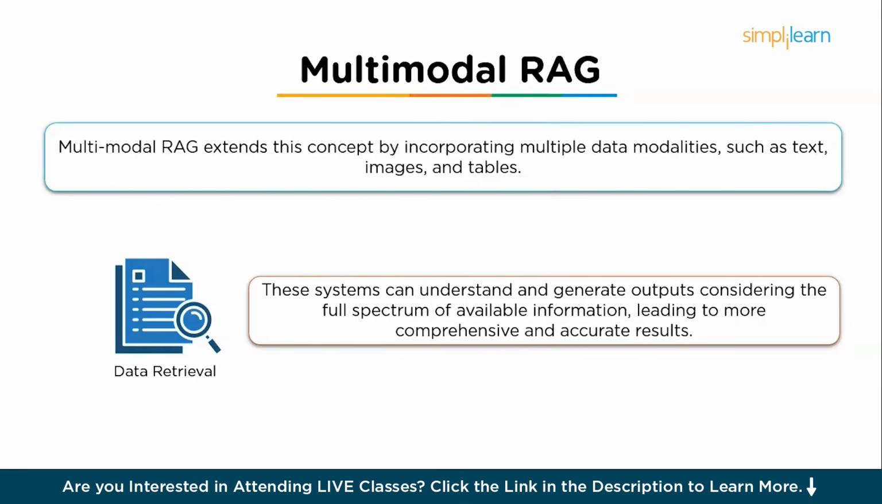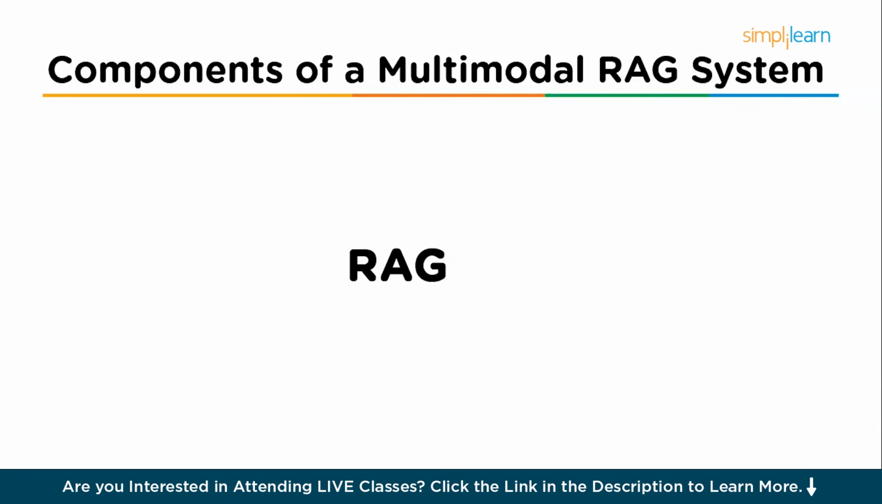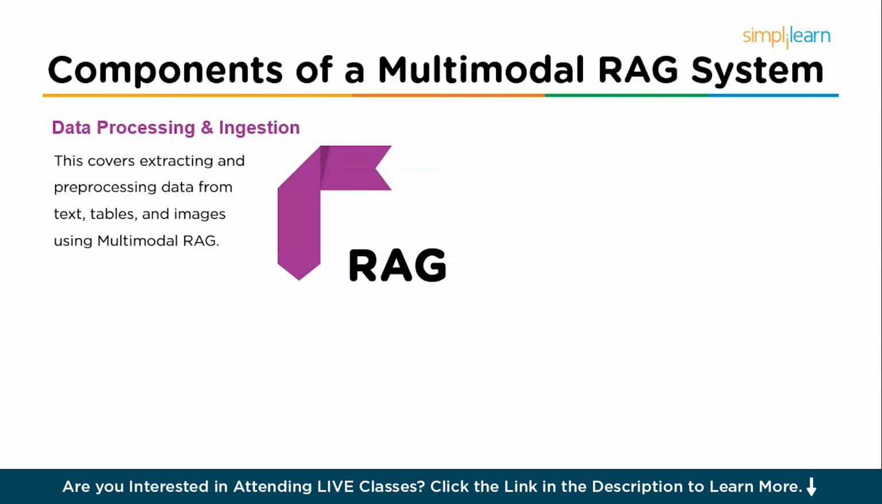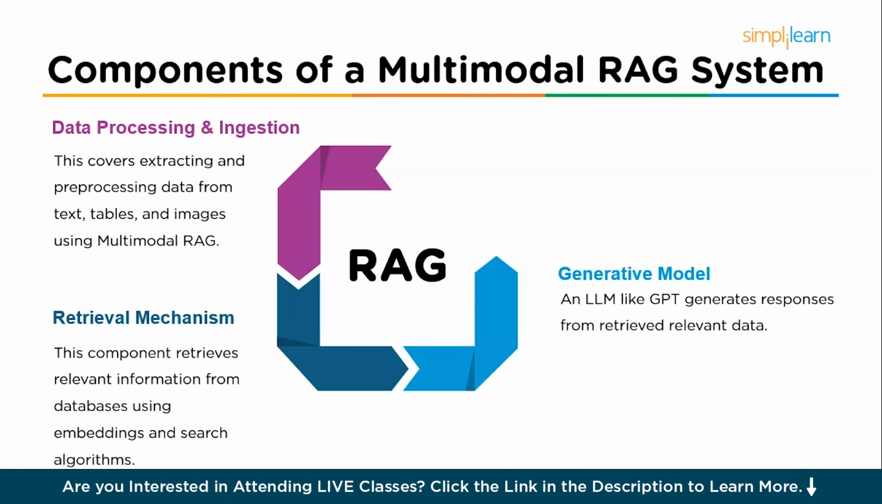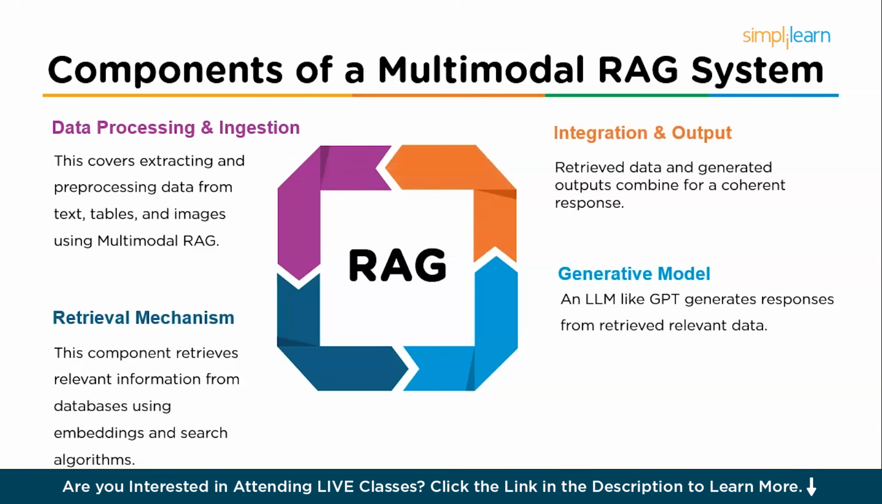Now let's move forward and see what are the components of a multimodal RAG system. The first one is data ingestion and processing. The system needs to handle various data types, extracting and pre-processing information from text, tables, and images. The second is the retrieval mechanism. This component searches for relevant data from a corpus or database using embeddings and other search algorithms to find the most pertinent information. Third is the generative model. A large language model, LLM, like GPT-4o or Gemini Vision Pro generates summaries, answers, or other outputs based on the retrieved information. Then comes integration and output. The retrieved data and generative outputs are integrated to provide a coherent and contextually appropriate response.